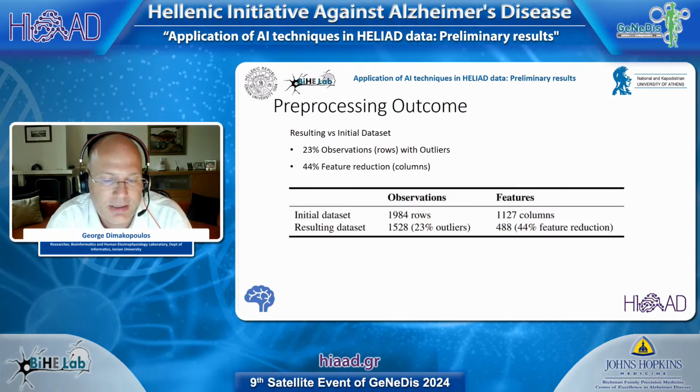So as an outcome, we went through all this pre-processing for the HELIAD dataset. After finishing the data preparation phase, the input variables in the resulting dataset were reduced by 44%, and we also identified 23% of observations with outliers. By removing them, we improve the prediction accuracy, removing noisy data and removing or imputing missing or empty data.